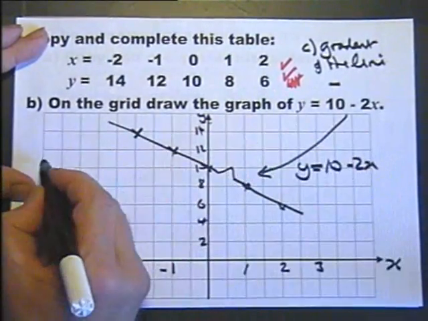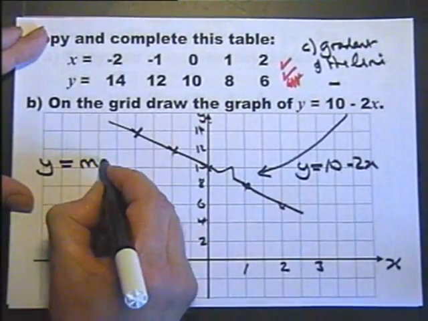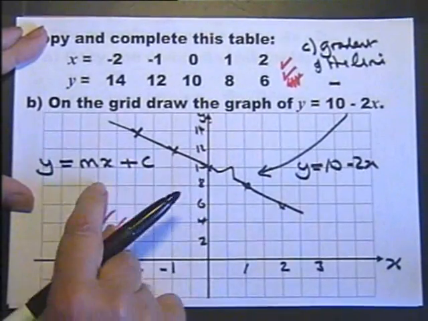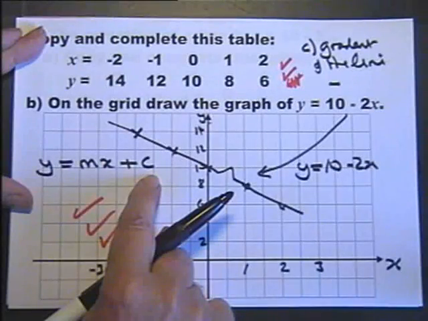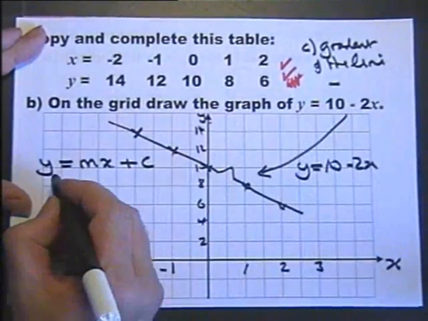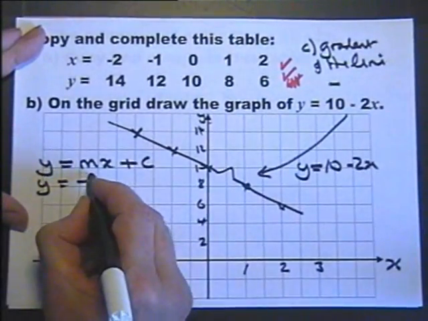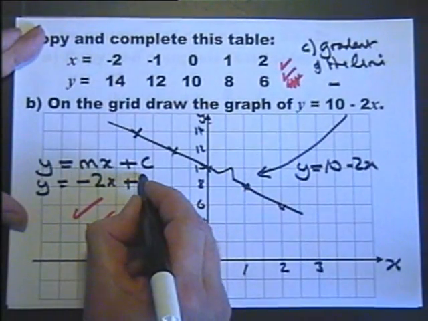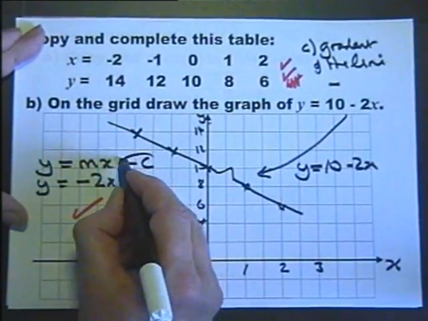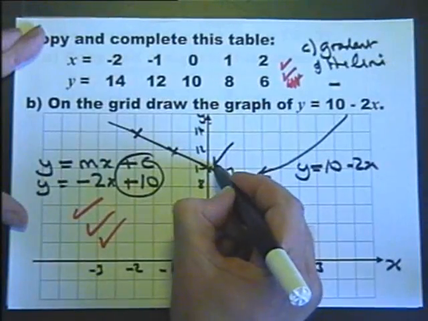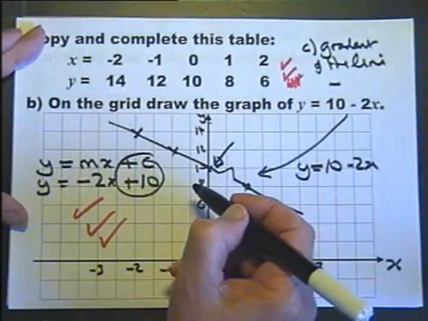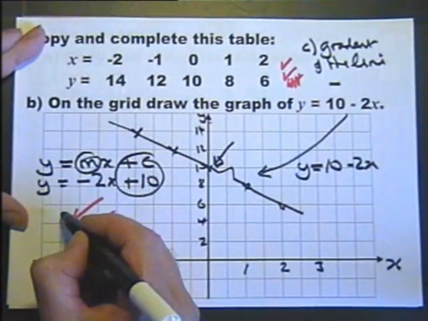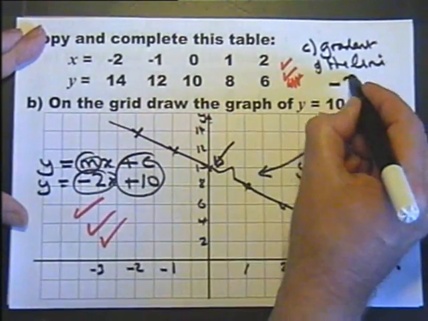If you know all about y equals mx plus c, you'll know that this is the equation of a straight line. And this can be written as y equals minus 2x plus 10. This is where it cuts the y-axis, which nobody asked me to tell you, but I'm going to anyway. And this is the gradient. So the gradient is minus 2.